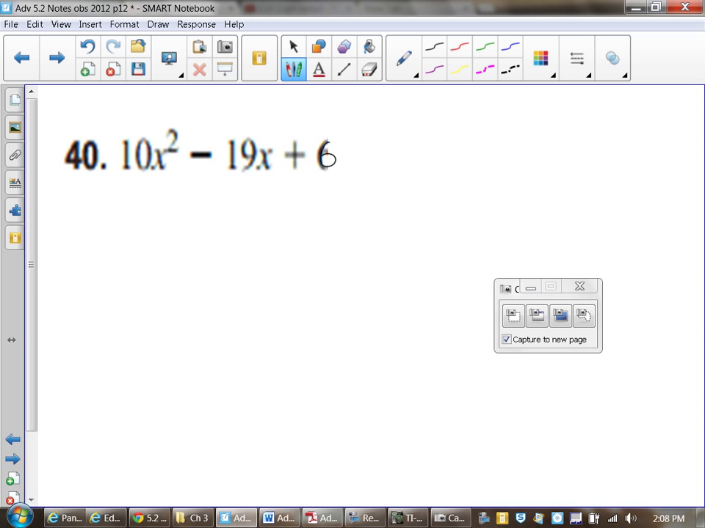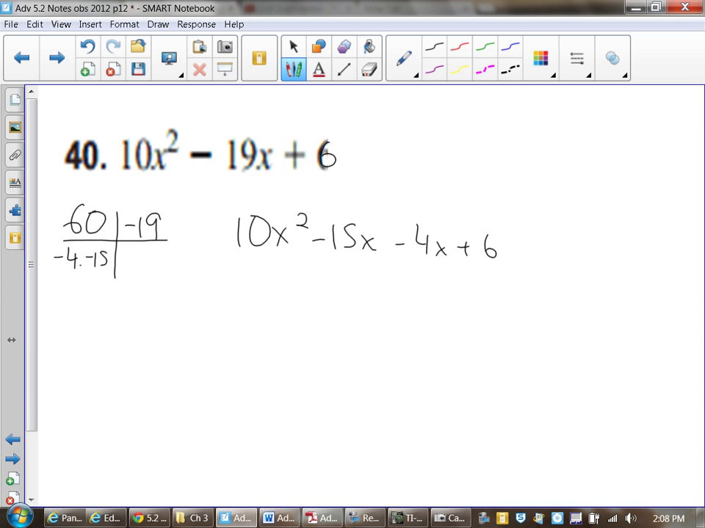So you're looking for the factors of 60 that get you negative 19, and it was negative 4 and negative 15. So now when you go through to factor it out, 10x squared minus 15x minus 4x plus 6, and now I have to do my grouping. One trick I will tell you, if your third term is negative, do a same change opposite, because it'll force you to remember to factor out the negative later.